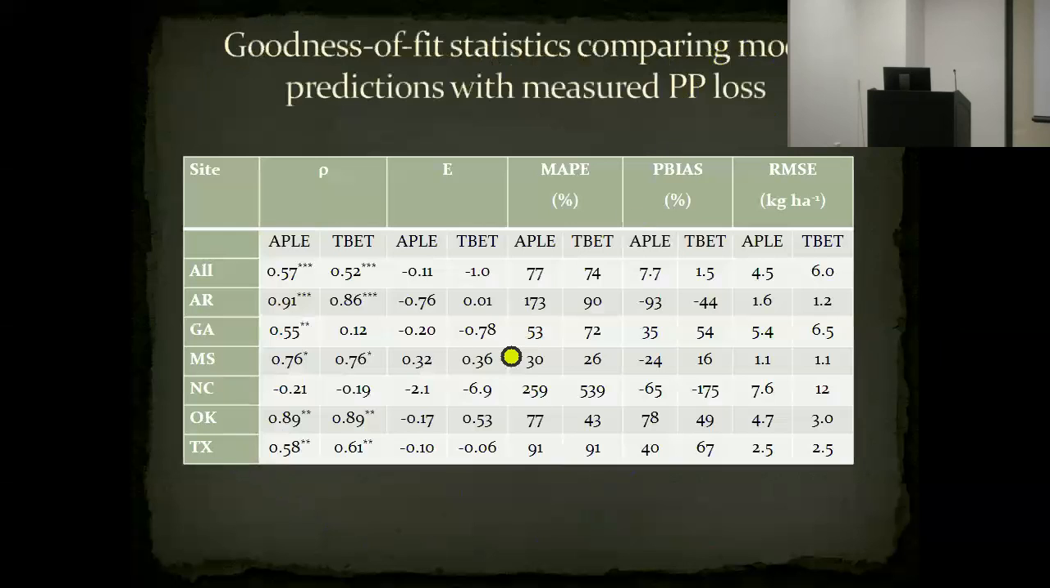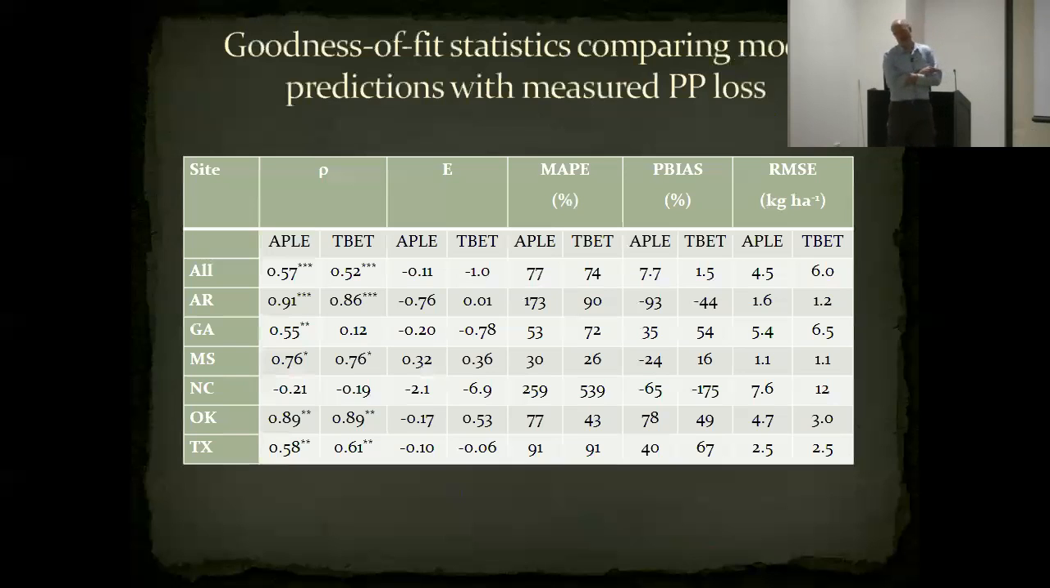Now we see a correlation of 0.57, 0.52, yes, statistically significant at the 0.001 level. But look at the model efficiency. Both of them are less than 0. So if you were to give me that data set, I could make a better prediction of all those data points by taking the average value than the model did.